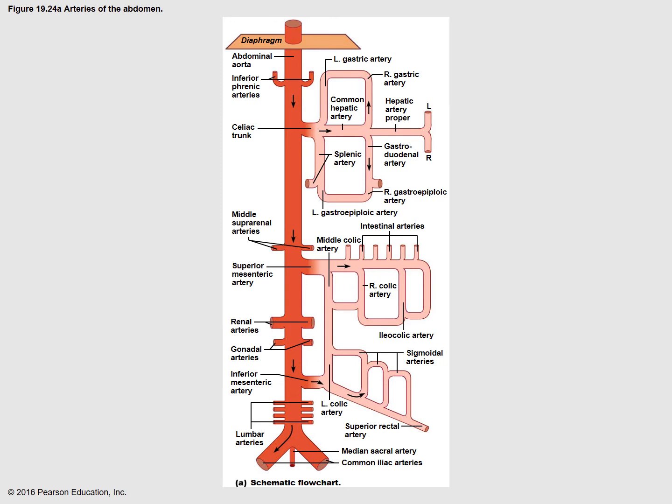You are going to have branches coming off of the descending aorta. Some of these are going to be servicing things such as the renal arteries, which service the kidneys. You've got the gonadal arteries for the reproductive organs. You have the celiac trunk here, where you have noticed these two different pathways, the splenic artery and the common hepatic artery. These are going to be servicing the stomach, up here the spleen, the pancreas, the liver, etc.